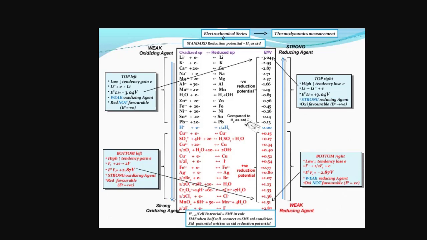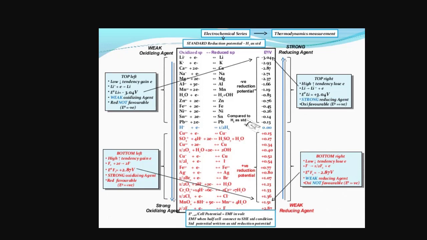As we go down the chart, the numbers get more positive. These are the most reactive. This is the most reactive of the non-metals here, fluorine. They have a very low tendency to lose electrons. They are weak reducing agents, which means they are very strongly oxidized.